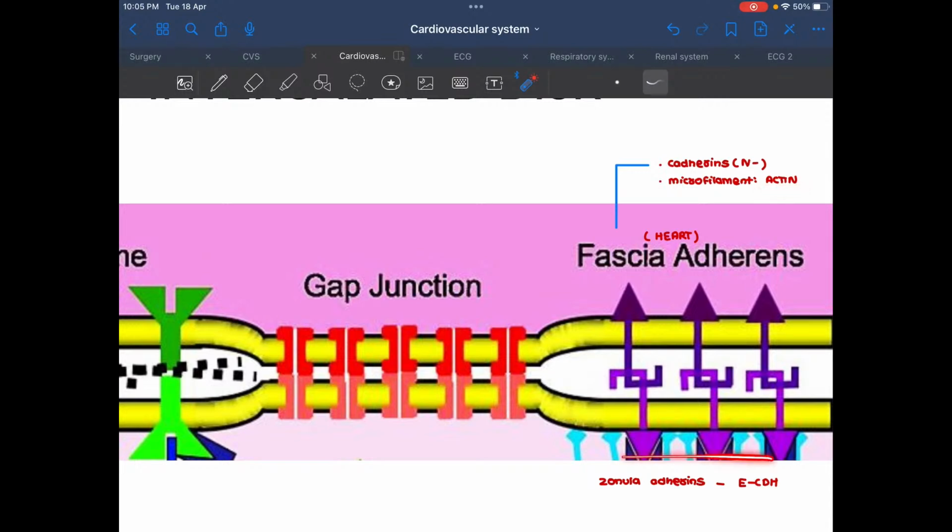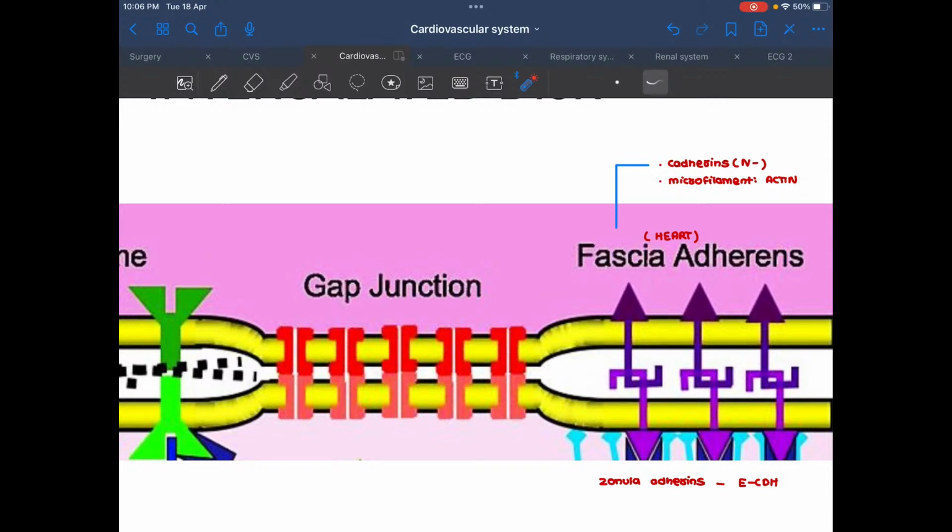Okay? And when I talk about zonula adherens, what is that? Basically, it is found in epithelial cells, and it joins them as an adherens junction, which we call E-cadherin. I think you might be remembering this. E-cadherin that we often study in multiple diseases. We might study it in lobular carcinoma in situ as well. There also there is a mutation of E-cadherin.